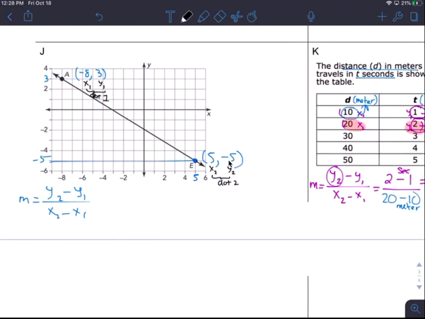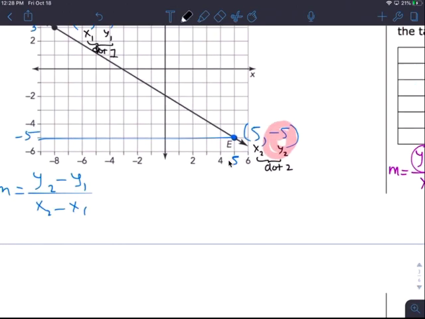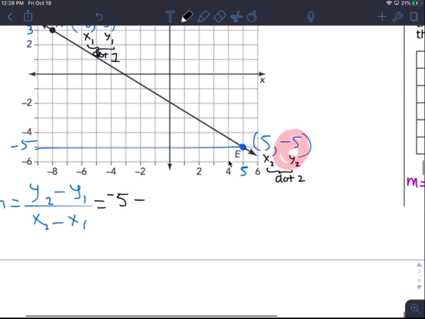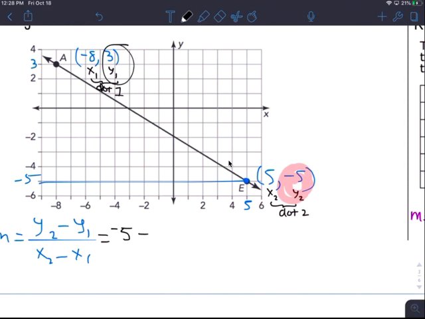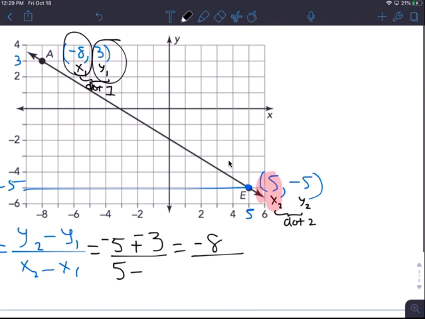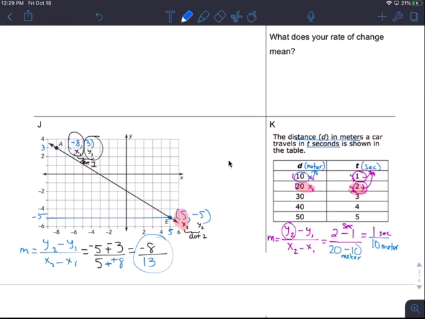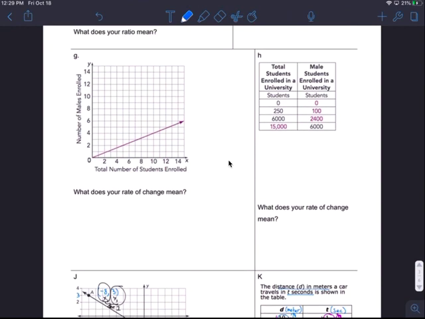Y sub 2 is negative 5 minus y sub 1, 3. That's negative 8 over your x. X is 5 minus this negative 8. That is 13, additive inverse, notice. So this is your answer. It cannot be reduced anymore. Okay, so letter H.